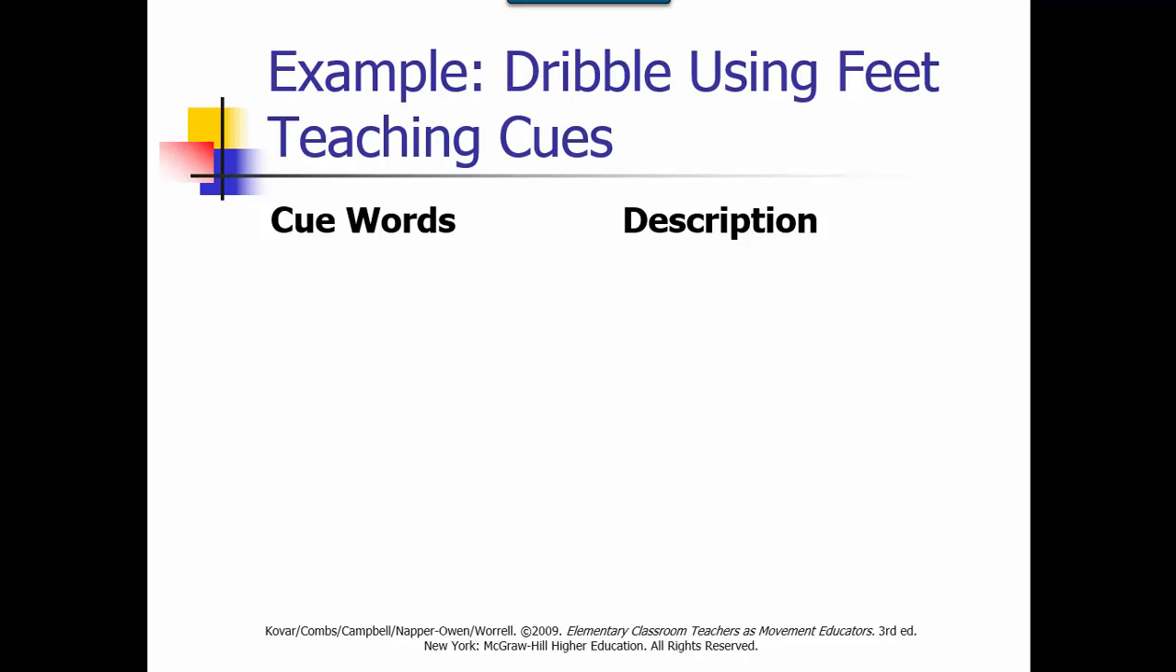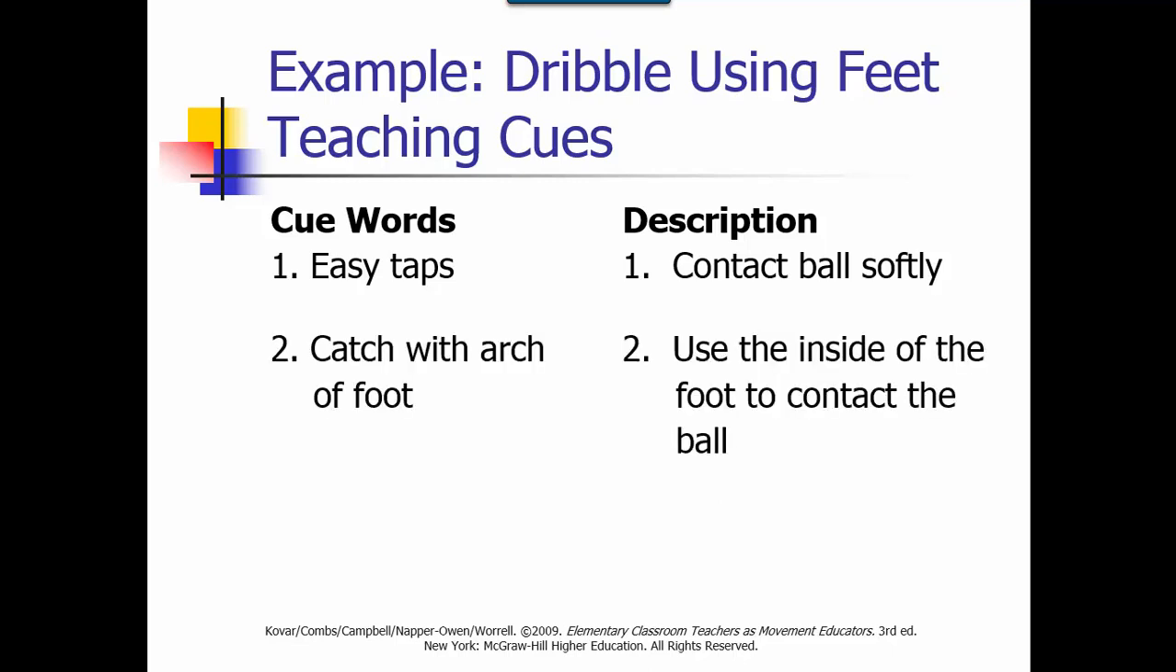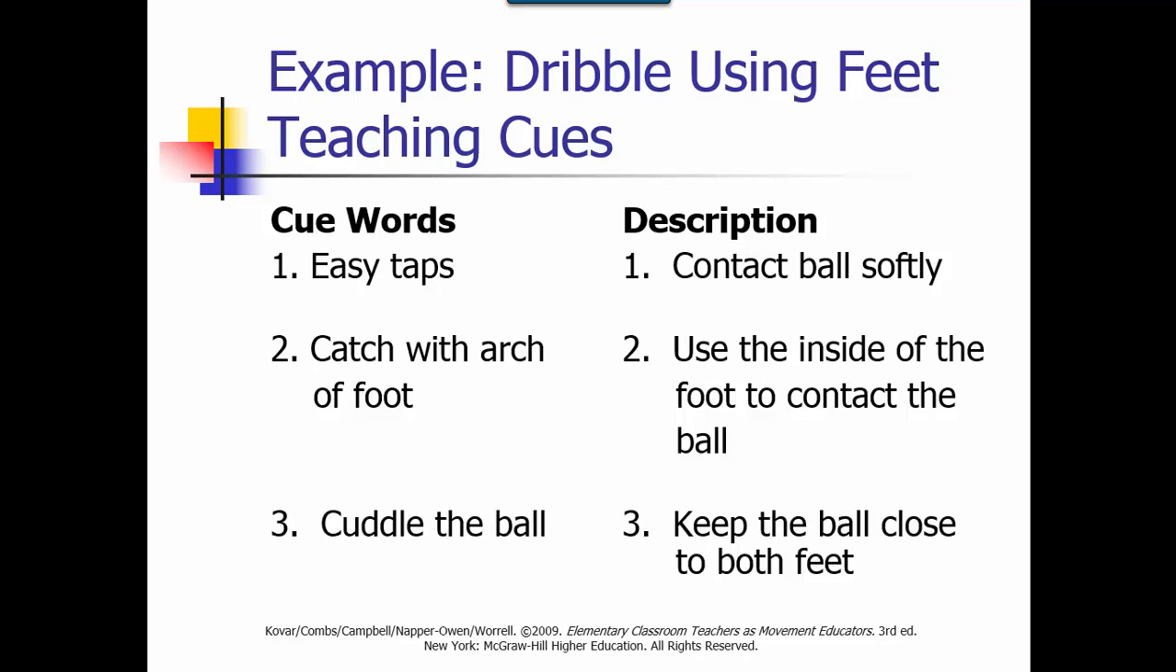This is going to be my last slide, just to make this video shorter. It is dribbling using feet. Cue words: easy tap, which contacts the ball softly. Catch with the arch of the foot. Use the inside of the foot to contact the ball. Cuddle the ball, or you can say actually kick with shoelaces. This is the end of part 1 on movement components.